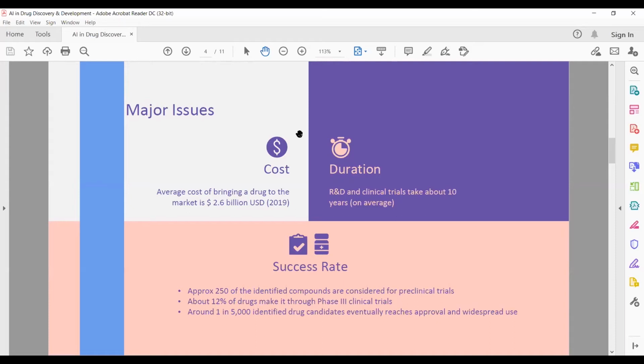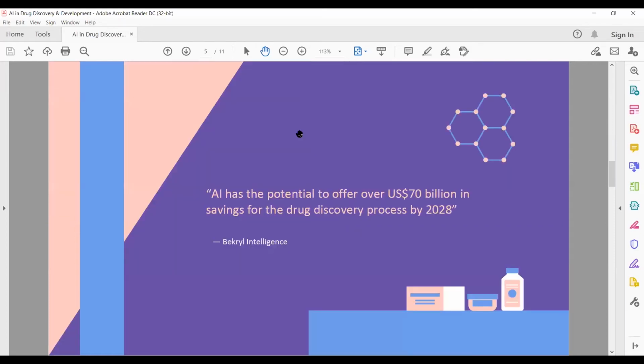The average cost of getting a drug to the market in 2019 was $2.6 billion US, and the global pharmaceutical industry spent a collective $186 billion in research and development for that same year. Now that's quite a bit of money, but global market research analysts claim that artificial intelligence could significantly reduce these costs by about 70 billion by the year 2028.